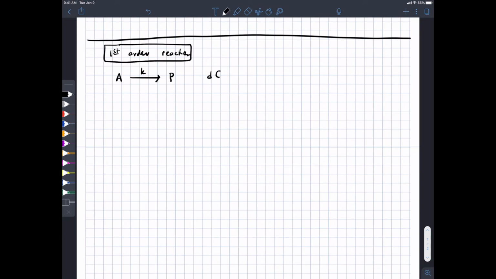The rate of appearance of product P is equal to the opposite of the rate of change of A. In other words, P only comes from A converting to P, and so the opposite of the rate of change for A should equal the rate of change for P. And the rate law is first order here, meaning it has linear dependence on the concentration of A.